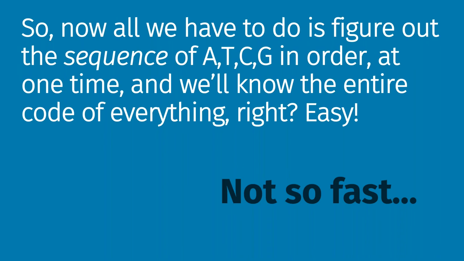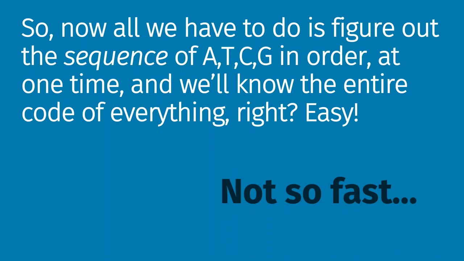The grass's code, my cat's code, Aaron's code, Sean's code, like everybody's code, right? Wouldn't that be easy? We'd have the sequence of everything and we'd be done. Unfortunately, it is regrettably not quite that easy.